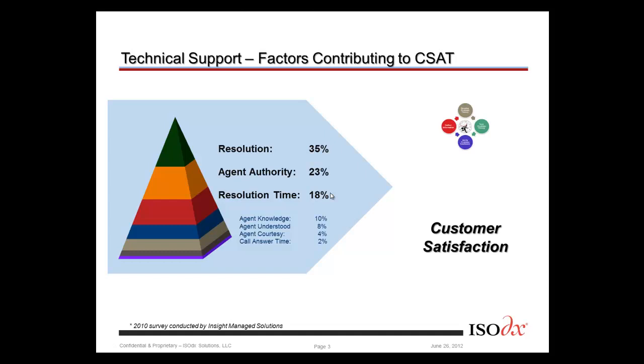Okay, let's compare those issues to what we just learned about the cyclical process. Clearly resolution and resolution time are closely linked together with regards to the ability to have access to the information necessary to identify the root cause and resolve the issue. And then agent authority is all about, do I need to escalate and transfer this call in order to help the customer reach satisfaction and resolve their issue? Clearly there's a relationship between this cyclical process and a negative impact on customer satisfaction as it pertains to the key drivers of customer satisfaction.